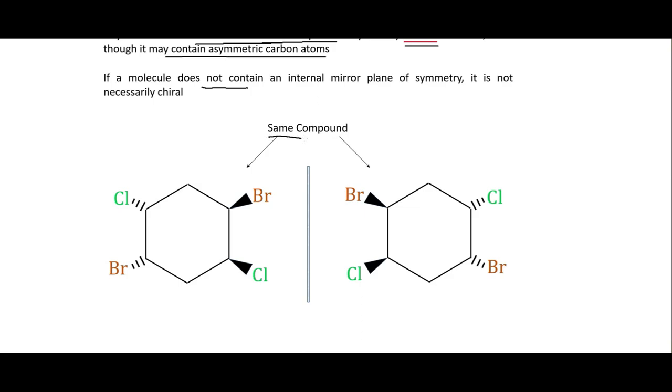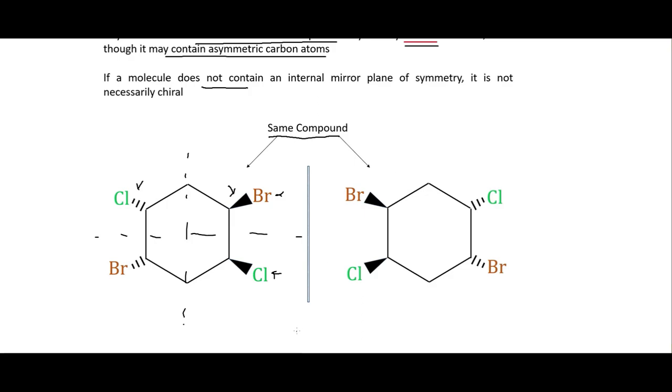So these are the same compound. This does not contain any mirror planes of symmetry. There's no mirror plane like this, because these ones are pointing out of the screen, this one into the screen. There's no mirror plane like this, because this is bromine, this is chlorine. But these are the same compound.